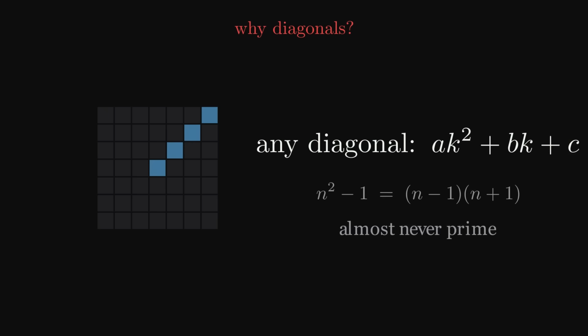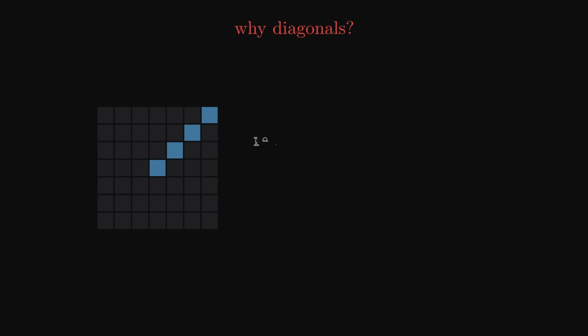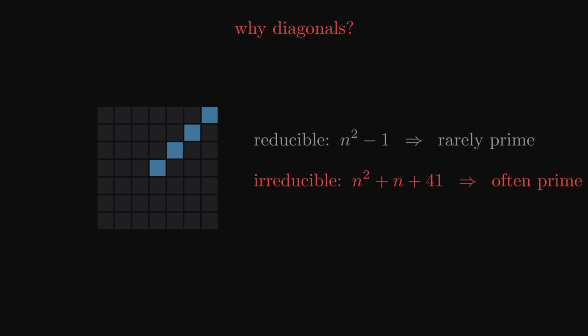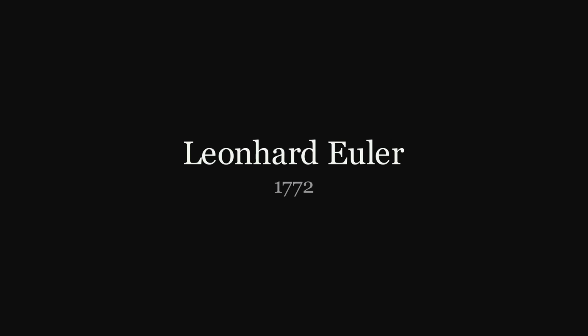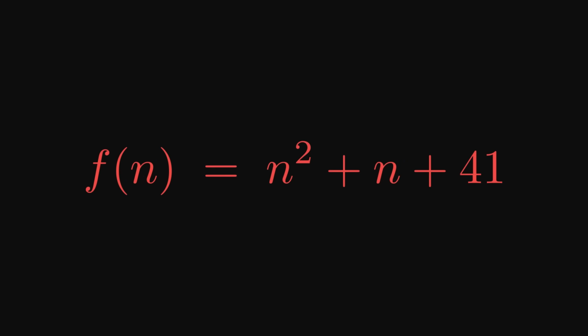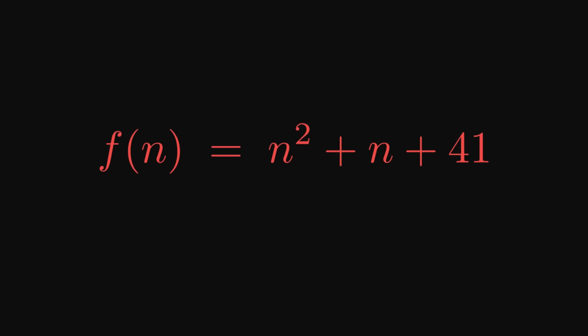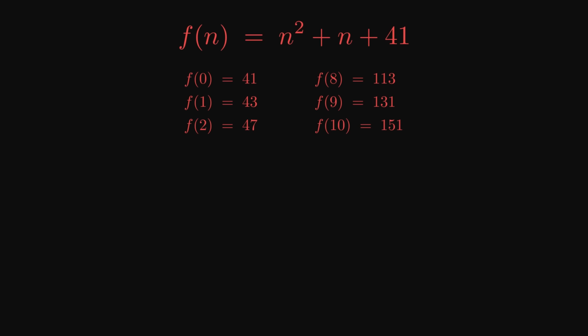The interesting quadratics are the irreducible ones, the ones that don't factor. And among those, some appear to take prime values astonishingly often. In 1772, 200 years before Ulam, Leonhard Euler noticed an extraordinary quadratic. f of n equals n squared plus n plus 41. Plug in n equals 0, you get 41.